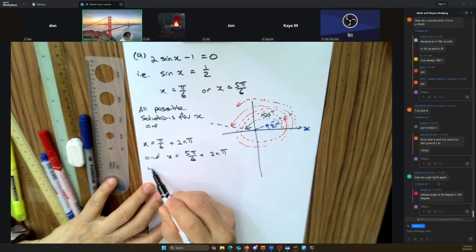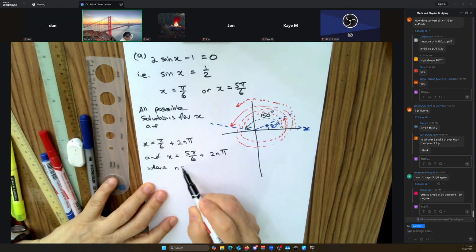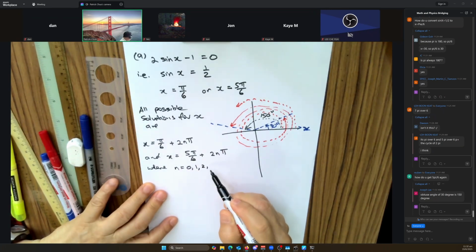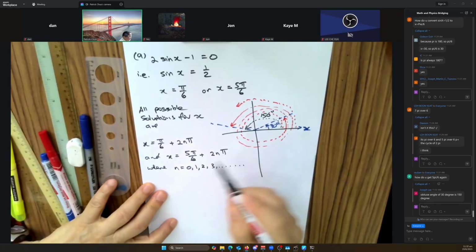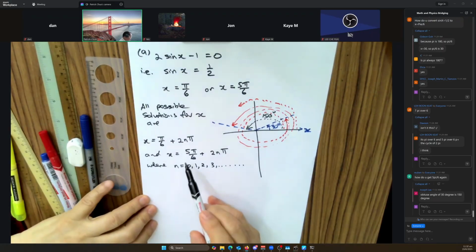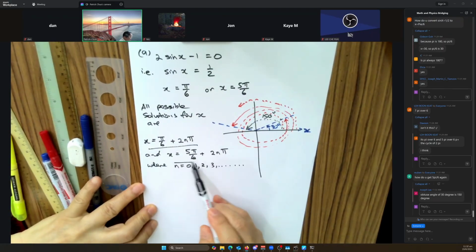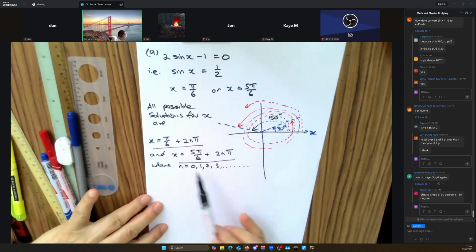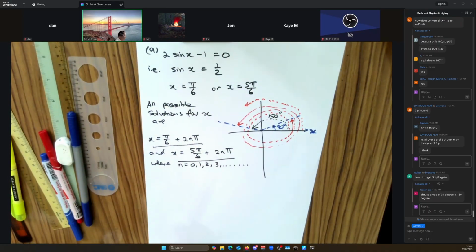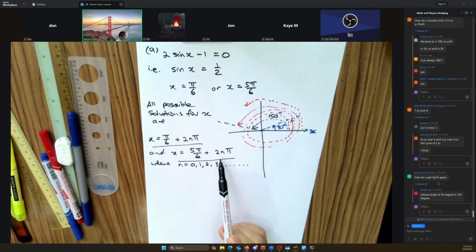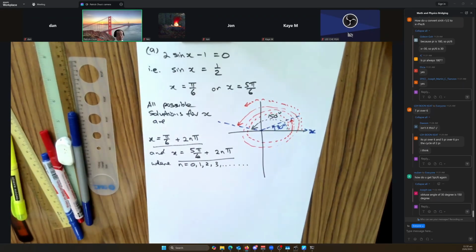Where n, what is n? n starts from 0, the next one is 1, 2, 3, and then continues. You just go round and round and round. There's no end to it. And this will capture all the possible answers to this problem, all the possible answers involving x. Okay, so not just two answers or three answers, but many. And you can just go around to a very large value.